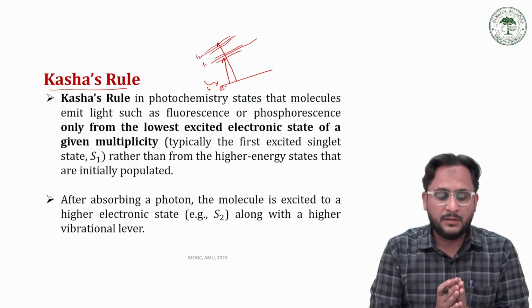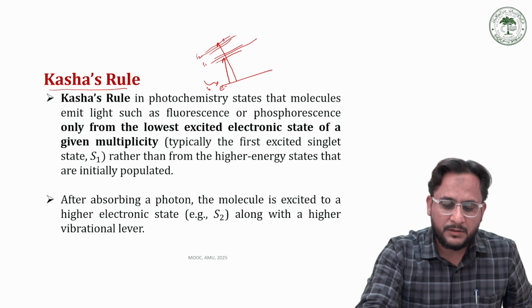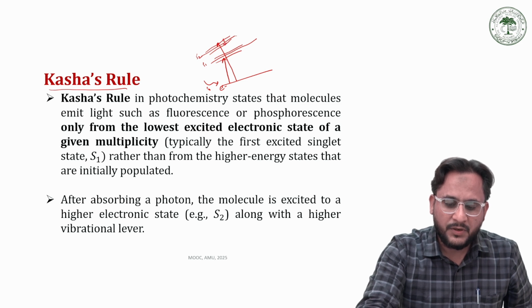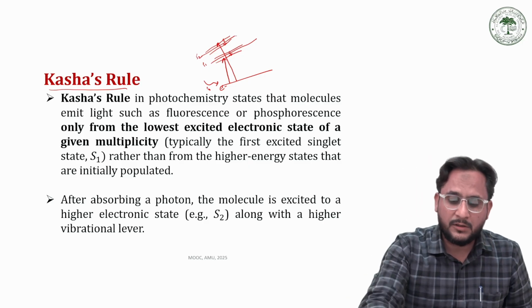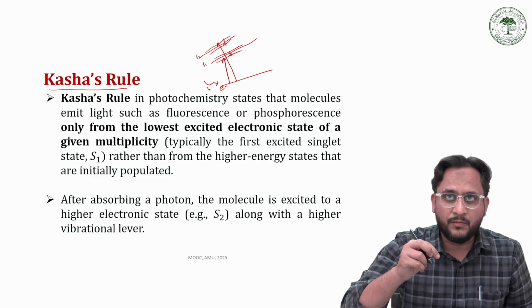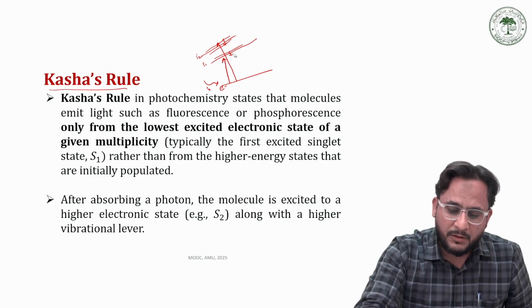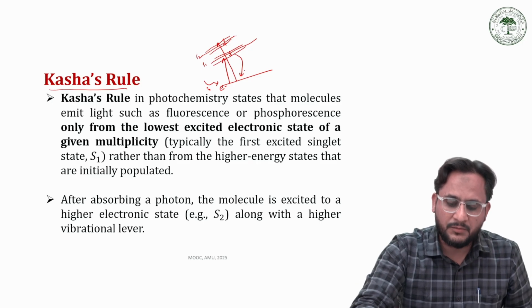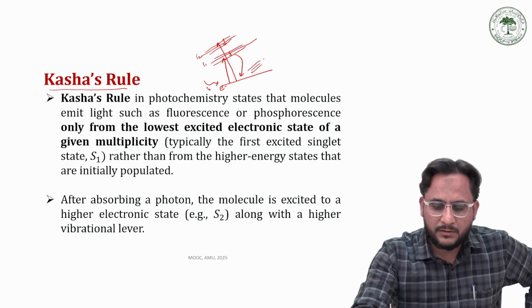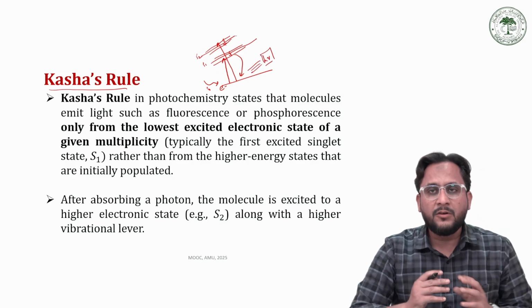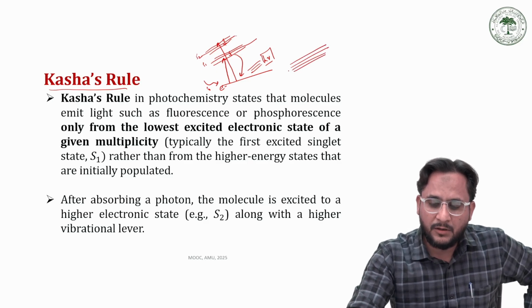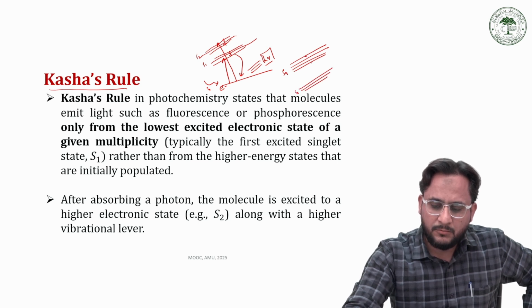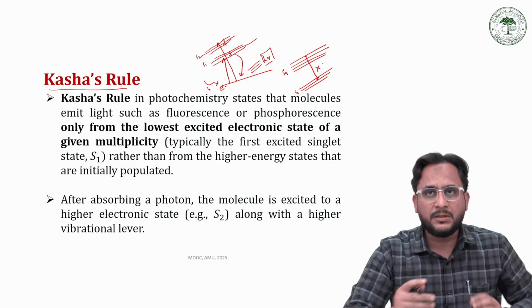According to this rule, there will be some vibrational relaxation first, which brings the molecule from a higher vibrational level to the lower vibrational levels of the excited state only. And when the electron reaches the lower vibrational level of this excited state, only then does it come back and emit light radiation. Clear? It will not happen that an electron in the higher vibrational level of this S1 excited state directly comes to the ground state. According to Kasha's rule, this is not possible.